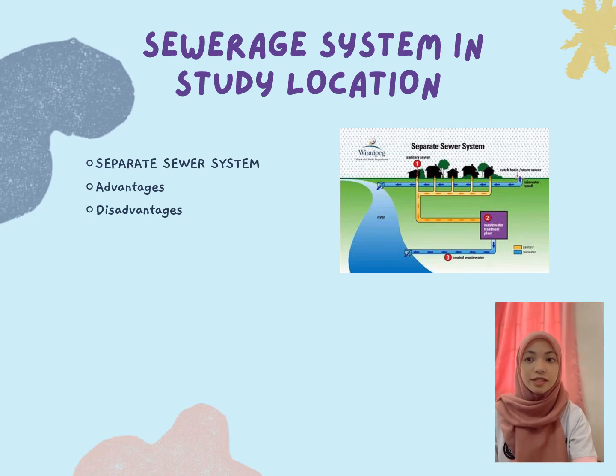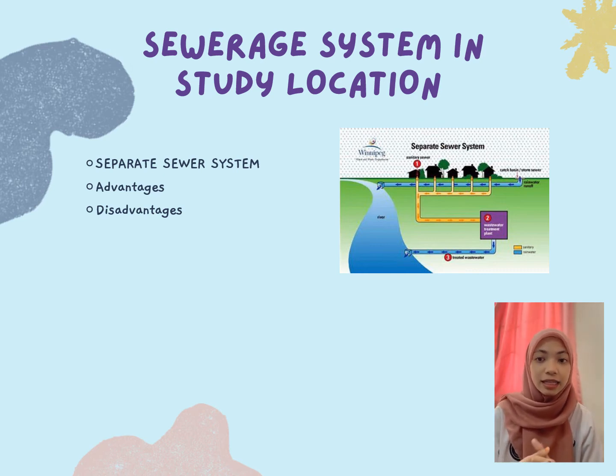Sewage system in my study location. We use a separate sewer system. The advantage of the separate sewer system is that the system proves to be economical when pumping is required for the lifting of sewage. And the stormwater can be discharged into natural streams without any treatment.